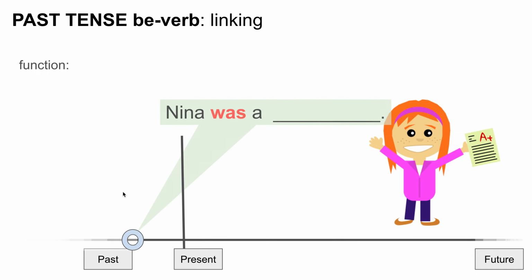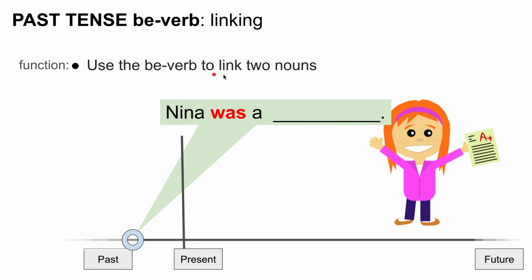So Nina was, and it's occurring in the past. So we say Nina was a... We use the be verb to link two nouns. So noun one, Nina. Noun two, a good student. Nina was a good student in the past. Remember, we're talking about was, the be verb in the past. So Nina was a good student.